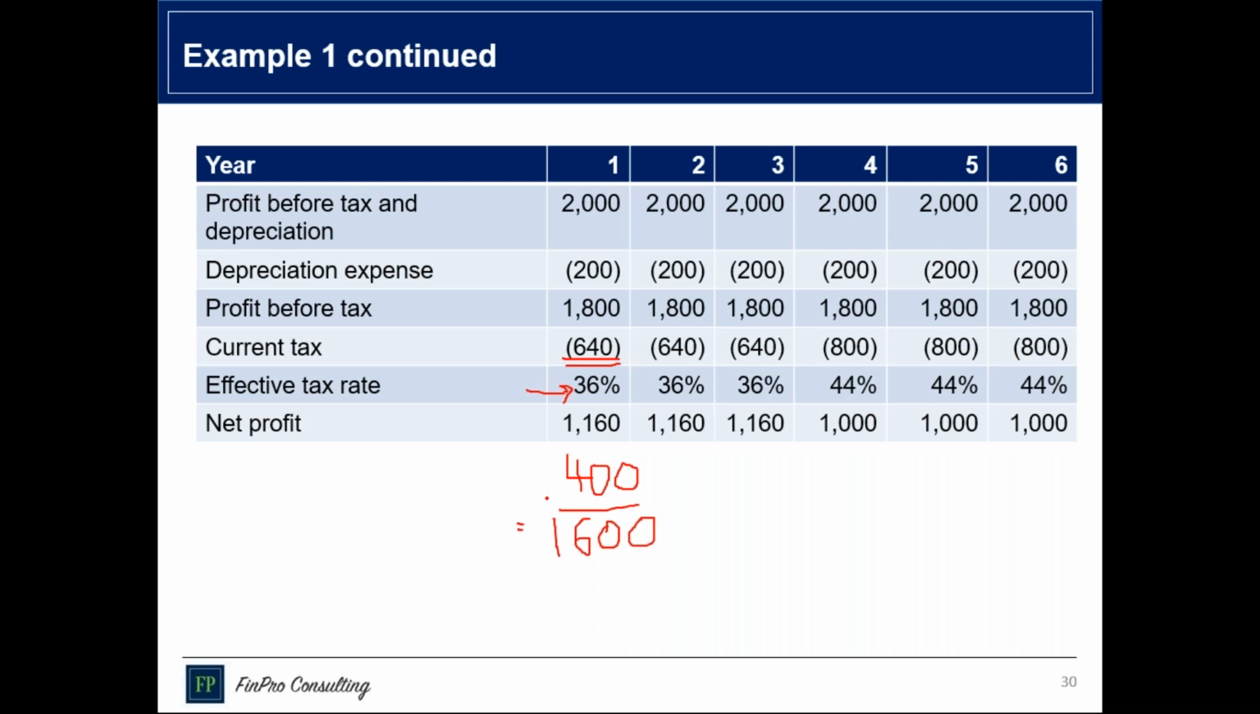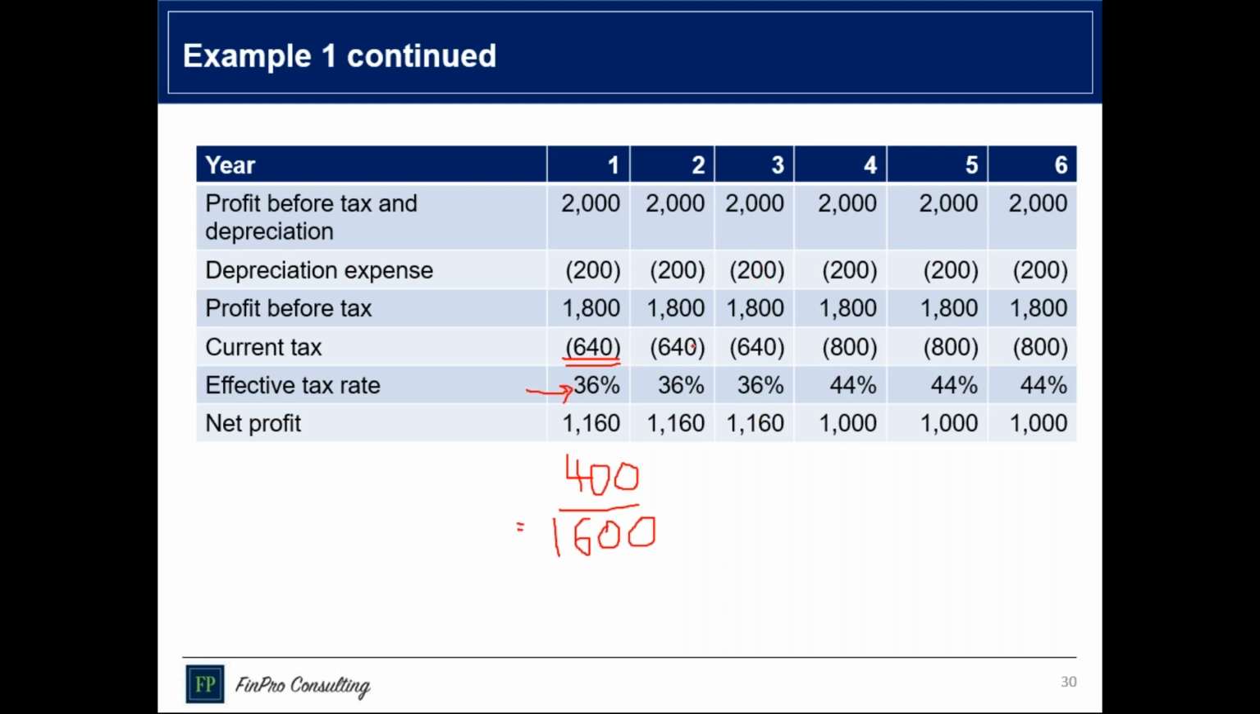Ideally, my total taxes should have been 1800 into 40% because I need to apply the tax rate on my profit before tax. But because of the timing difference in the depreciation as per the accounting books and the tax books, I am recognizing my current tax at 640, thereby my effective tax rate is 36%. So next year you will have a similar scenario. 1800, 640, 36%, 1160. Third year again similar scenario.